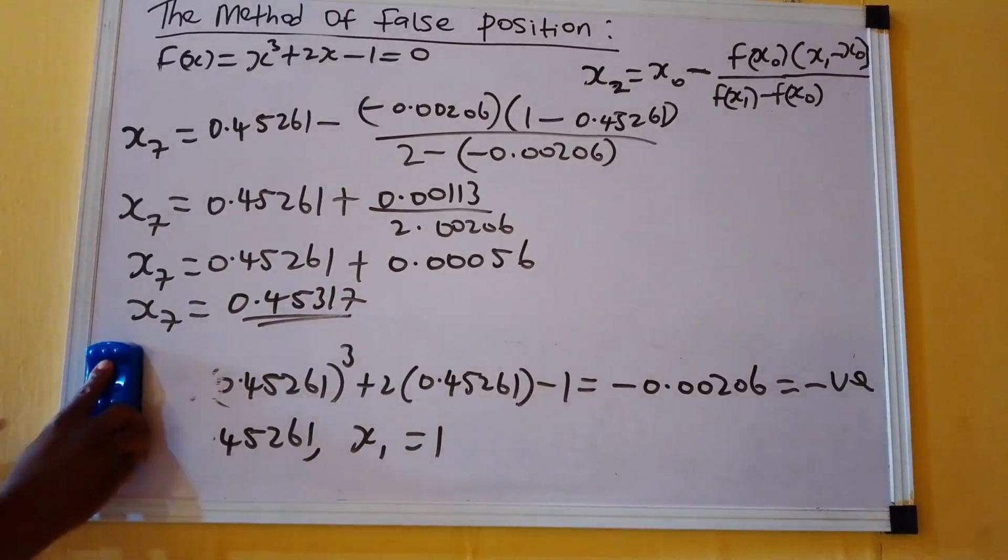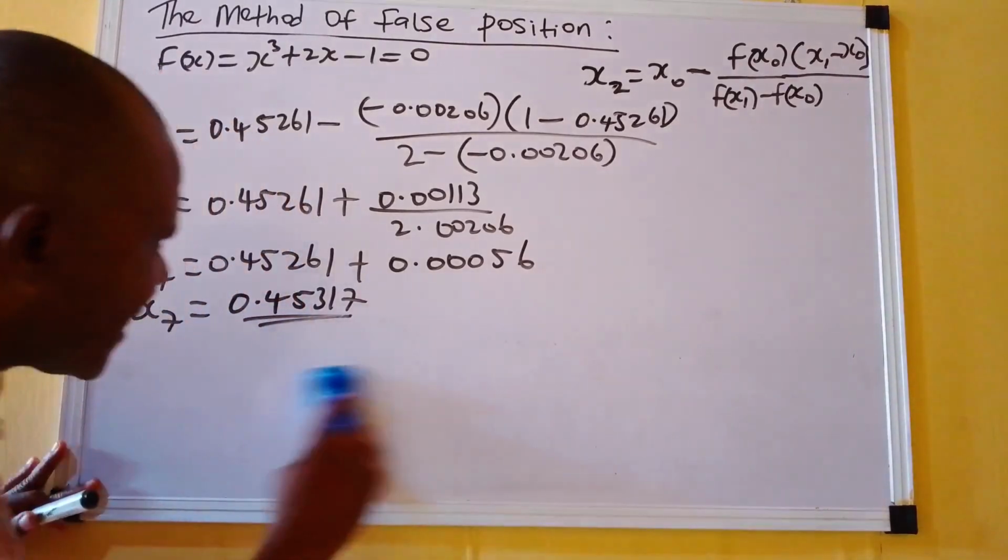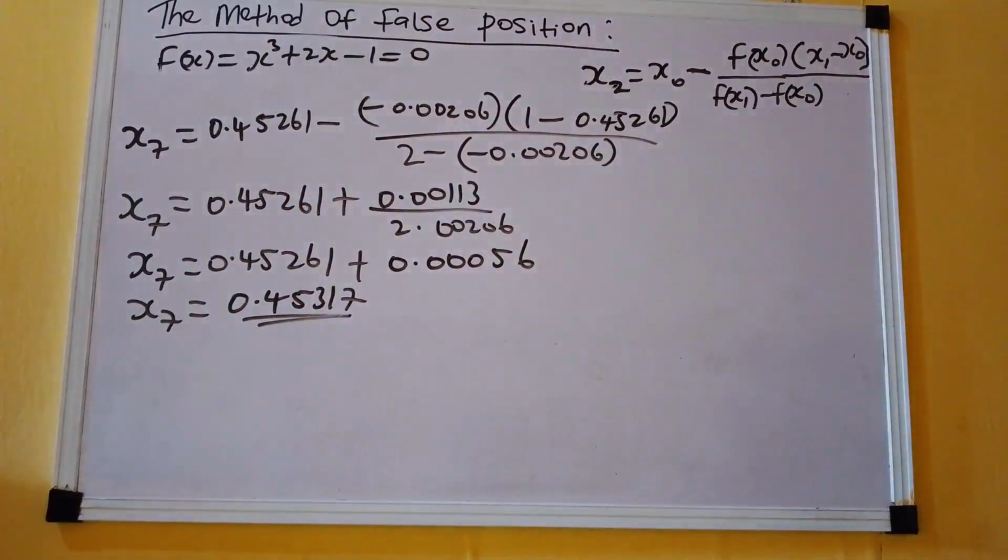Permit me to clean this part of the board. So you can see x6 and x7 are now equal at 2 decimal places, 0.45, 0.45. So we have been able to achieve accuracy up to 2 decimal places.